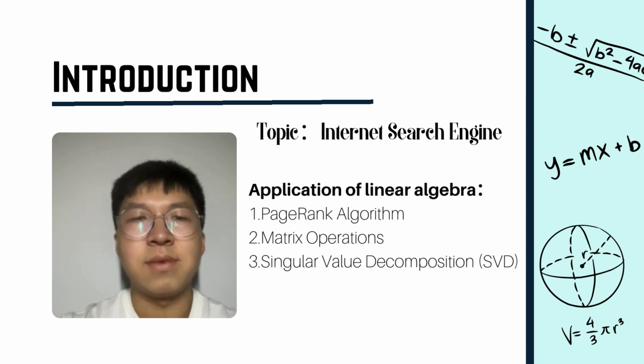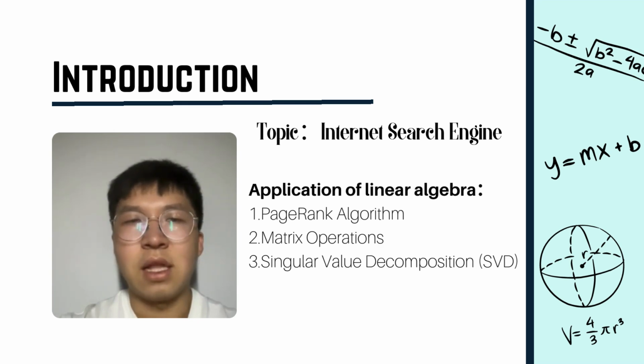The second one is matrix operations. The web can be represented as a large directed graph where each page is a node and the links are edges. The connection can be described using an adjacency matrix. Many operations performed on this matrix involve linear algebra.